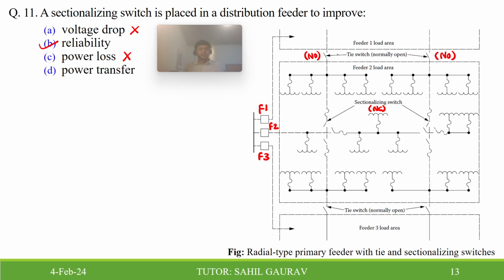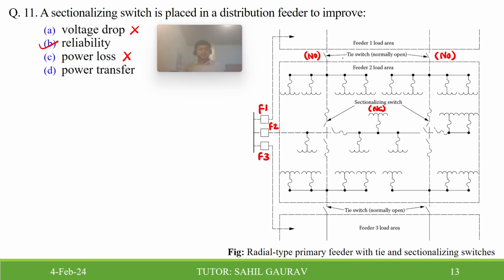So different feeder areas are connected by tie switches, and they should come into operation when feeder 1 is unable to provide the power. So in an emergency condition or maintenance condition, it can get power through feeder 2. Suppose feeder 1 is unable to provide the power, then it can take power from the other feeders.